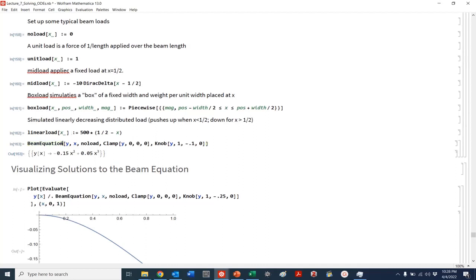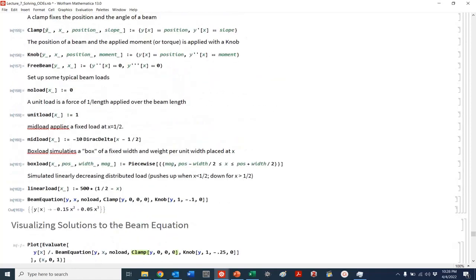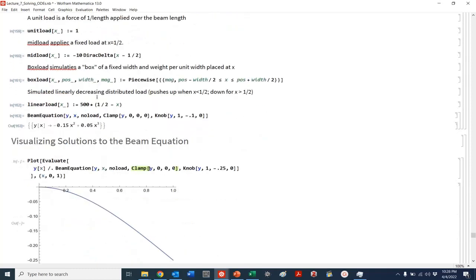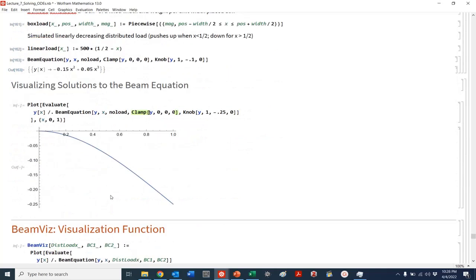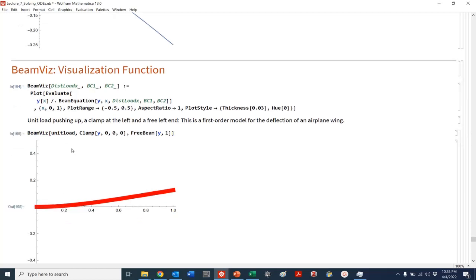For example, I can look at my beam equation, apply no load, a clamp at some distance here, and a knob here. You can go ahead and evaluate this function. So again, beam equation, clamp, specified here at my y value. We could look back at the clamp. You specify here, clamp y there. So we're clamping in the y, and then we look at how it deflects in x.